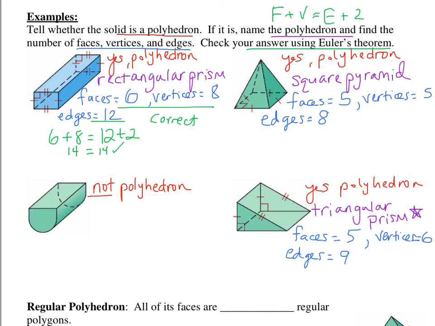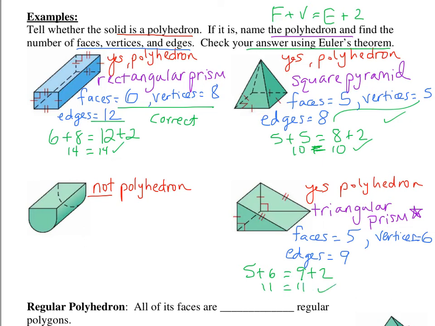For the pyramid, next we're taking our F plus V, so 5 plus 5 equals E plus 2, so 8 plus 2, so that'd be 10 equals 10, and it is correct again, so we know that all those work as well. So lastly, for the faces, vertices, and edges of the triangular prism, we have 5 plus 6 equals 9 plus 2, so 11 equals 11, so that works. We know then that all 3 of these are working as well.